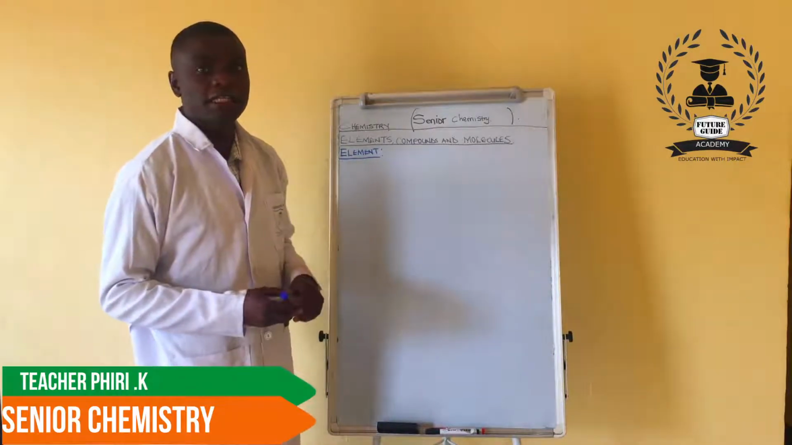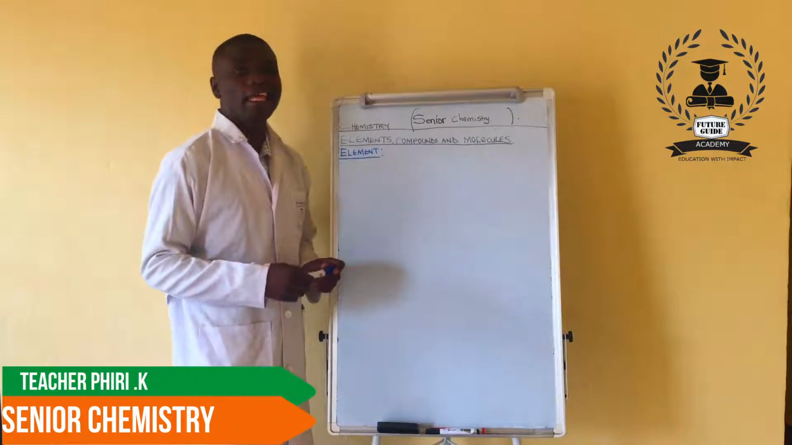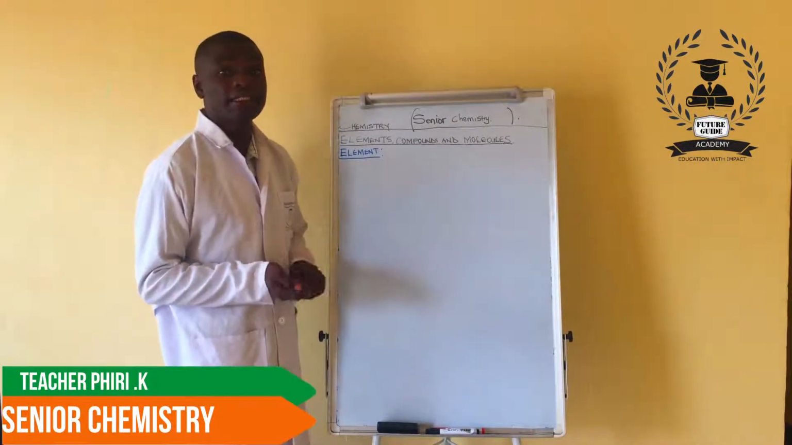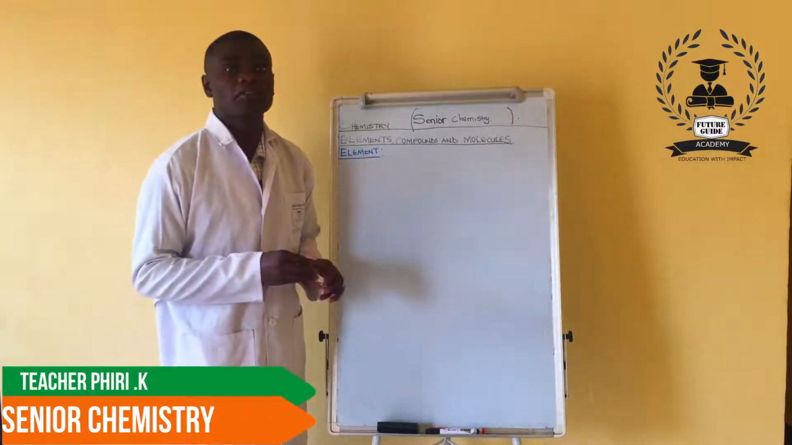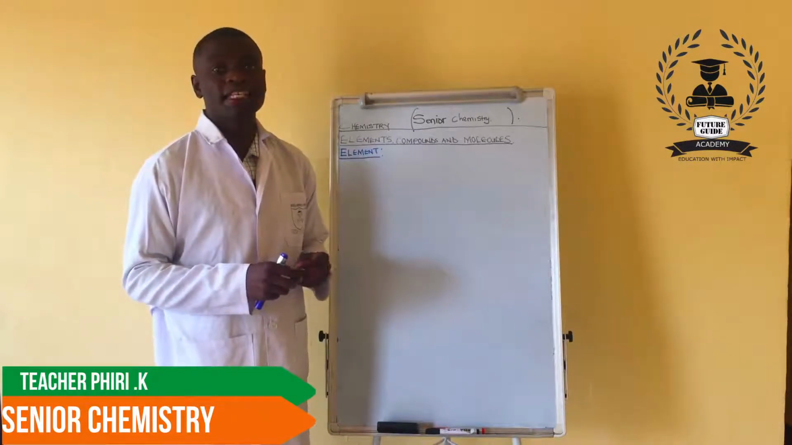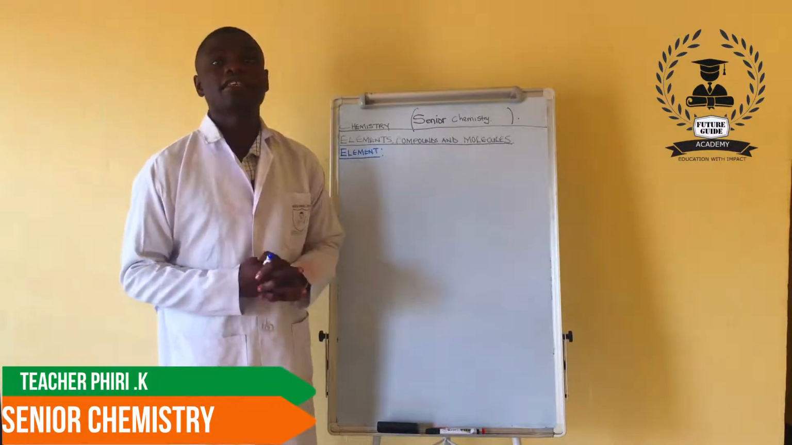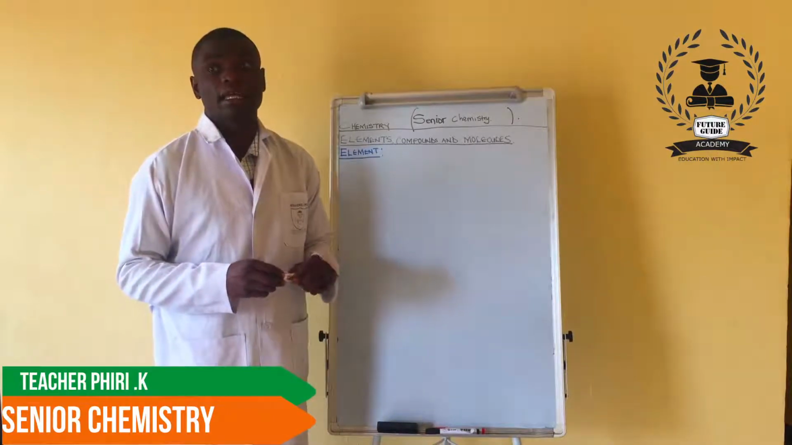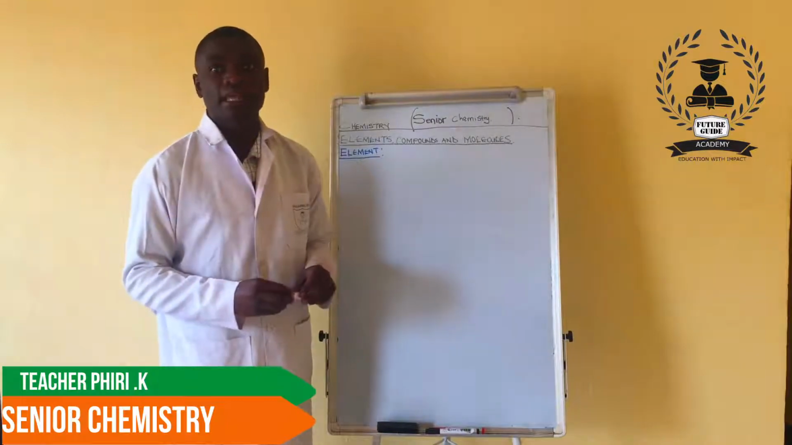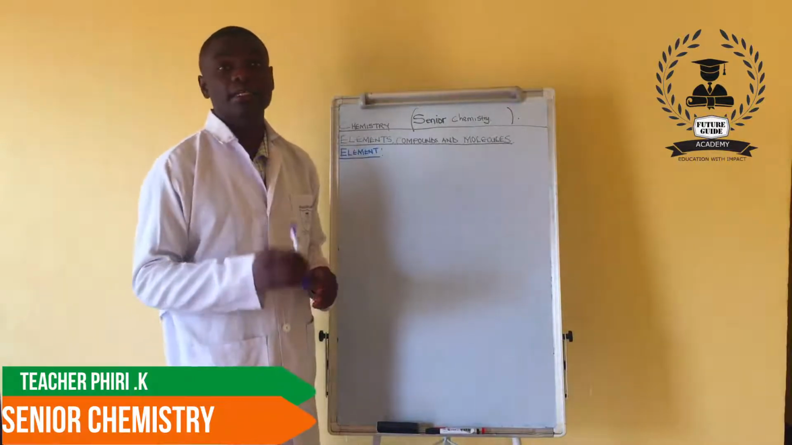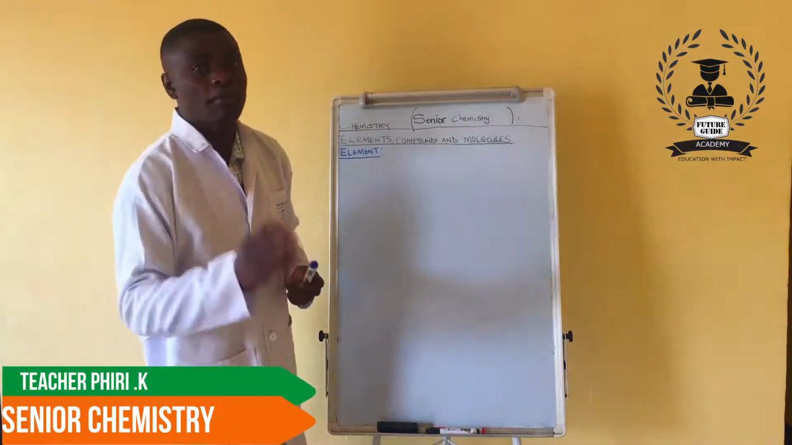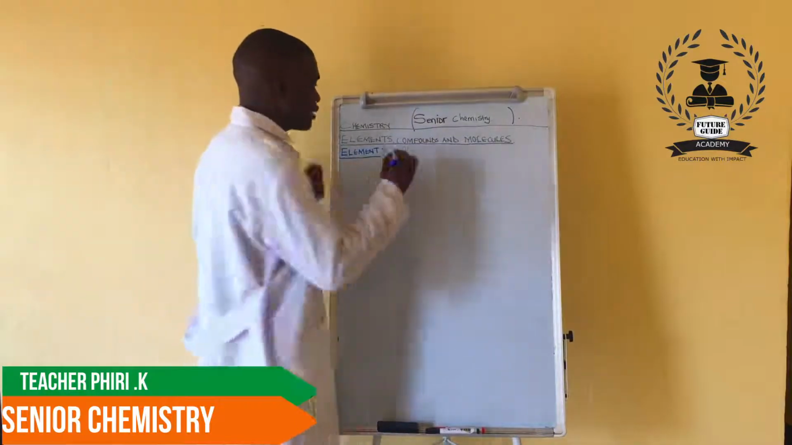Now let's begin. The first thing that we are looking at is elements. Let's start with defining what an element is, and thereafter we're going to give different examples under elements. Now, what is an element? An element is simply a pure substance that cannot be split into simpler forms by chemical means. So we write that one.